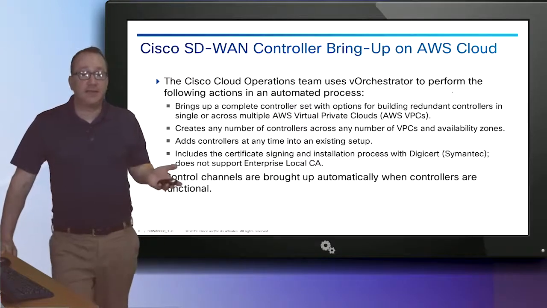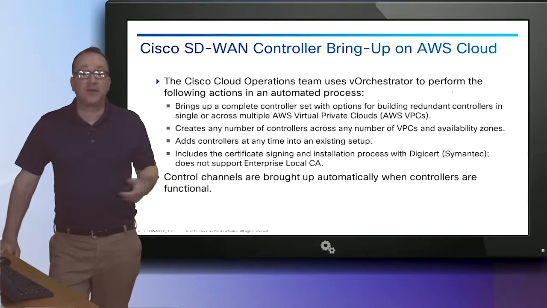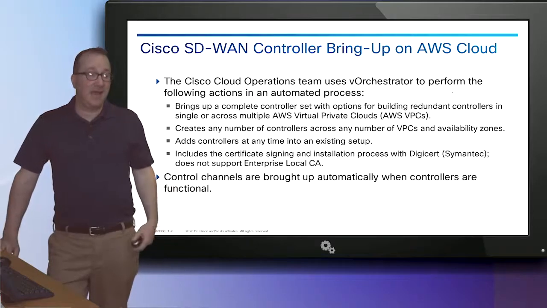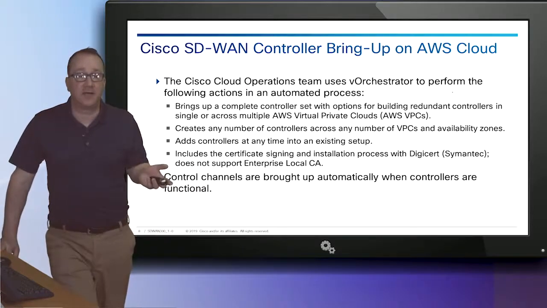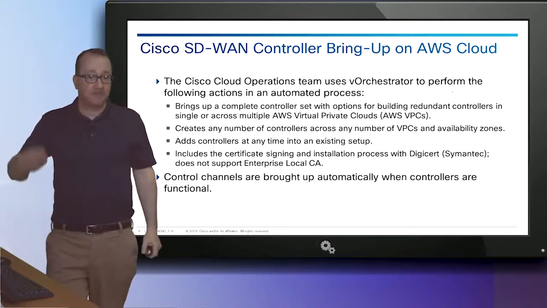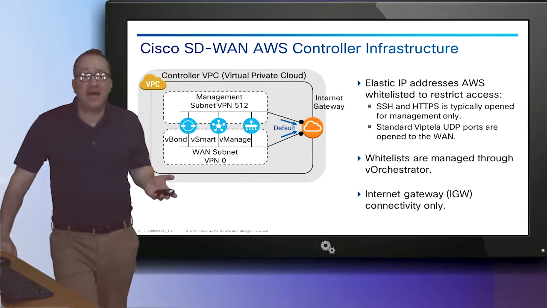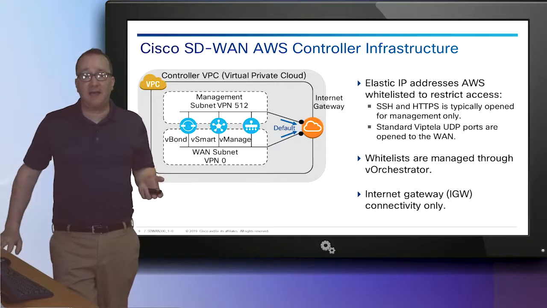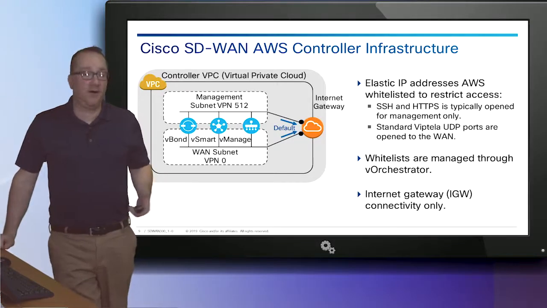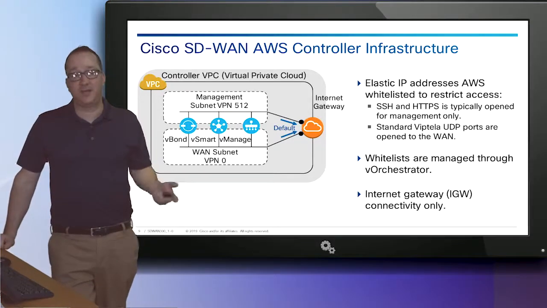vOrchestrator is going to facilitate that bring up of the SD-WAN controller infrastructure in the Amazon Web Services cloud. And it provides the entire workflow, including redundancy between controllers. Okay? The setup in the AWS cloud is within a single virtual private cloud with a single internet gateway. All external connectivity passes through the internet gateway.